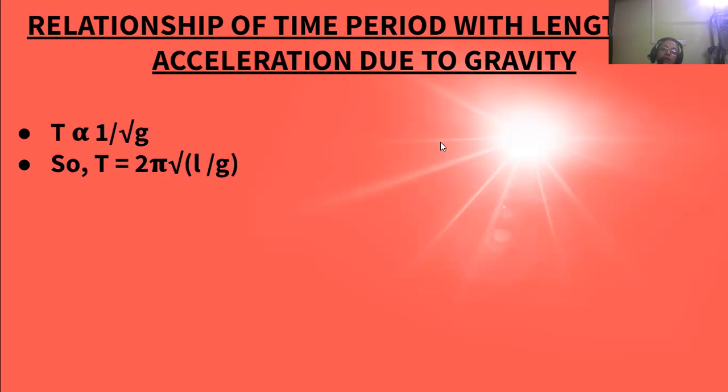Another thing is, what is the relationship of time period with the length and acceleration due to gravity? T is inversely proportional to root g. So you can say that T is equal to 2 pi root over L by g. Okay, root over L by g. So this is related to the acceleration due to gravity and its length.